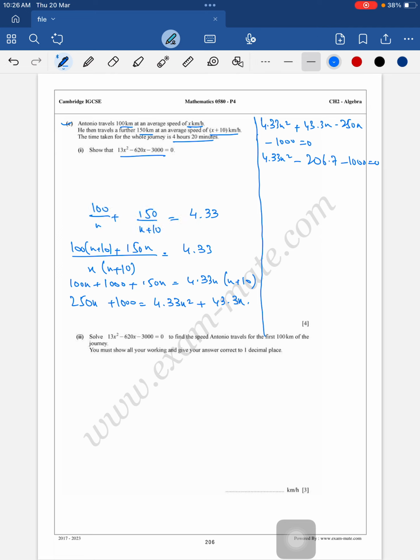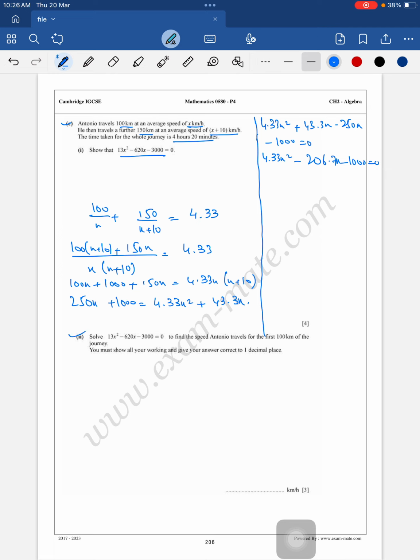Now in place of 1000 I'm getting 3000, right? In place of 1000 I have here 3000. In place of 206.7 I have 620, and in place of 4.33x square I have 13x square. So to make 3000 I'll multiply by 3, right? So I'm multiplying the whole by 3. So 4.33 by 3 is 13, right? 206.7 by 3 is 620x, and 1000 into 3 is 3000. That was required to be proved, and that's proven.